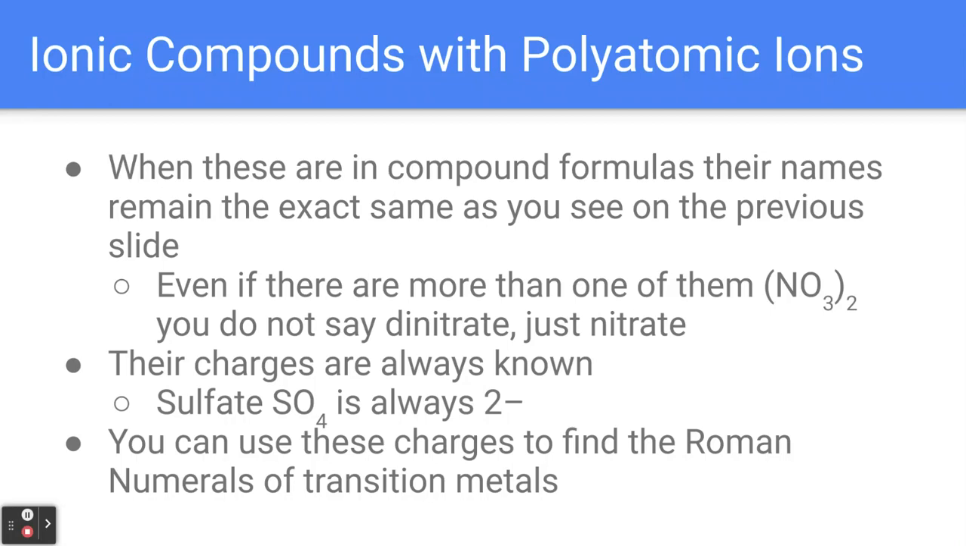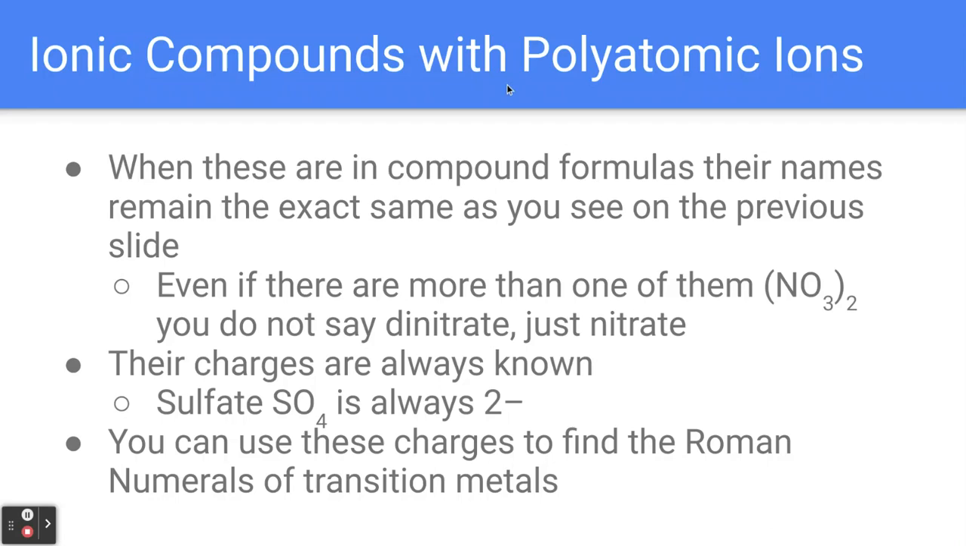Their charges are always going to be known. So sulfate, for example, is always a -2 charge. The nitrate is always a -1 charge. Phosphate's a -3 charge. Those are always going to be known to us. Okay, and so we can use these charges to find the Roman numerals for the metals if we need to.